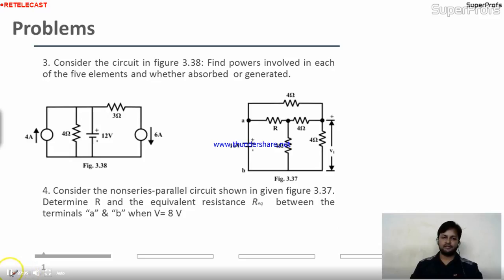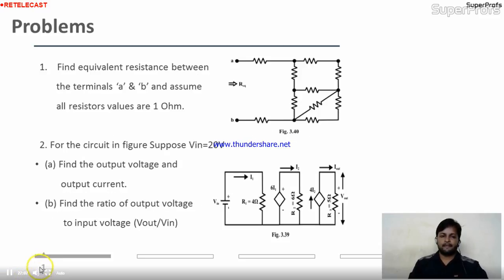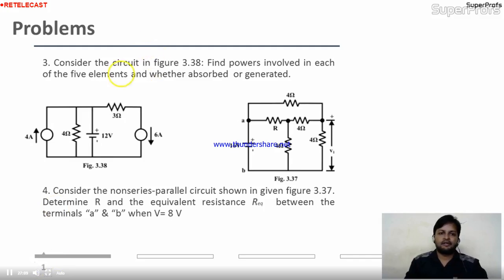Come now, next. Consider the circuit in figure 3.38. This is your circuit. Find the power involved in each of the 5 elements and whether it is absorbed or generated. This is the circuit: 4 ampere, 4 ohm, 12, 3 and 6.